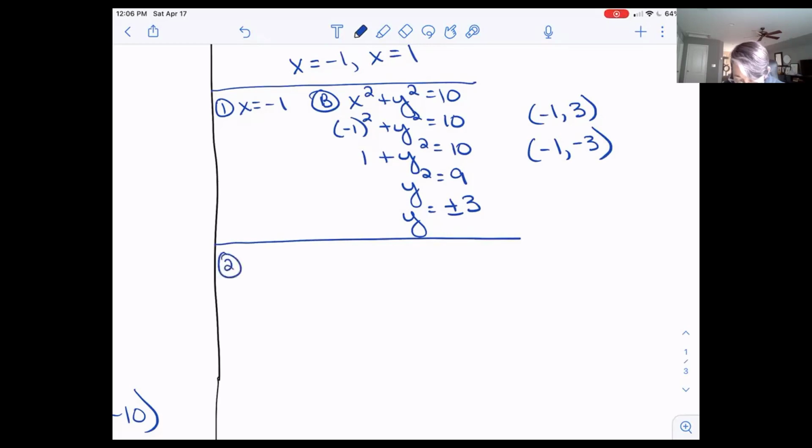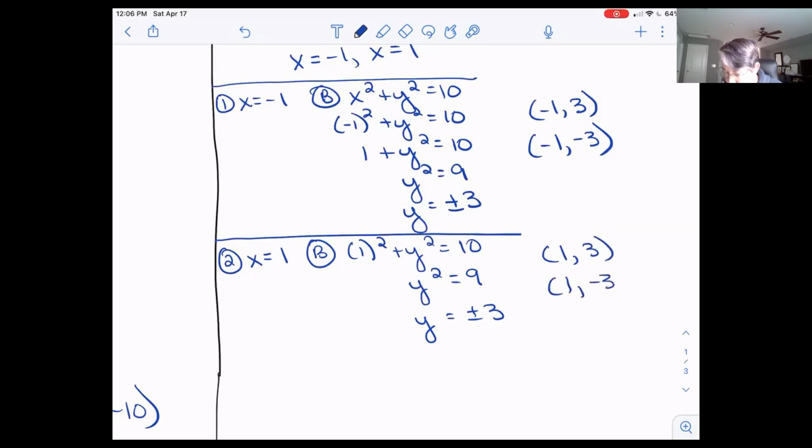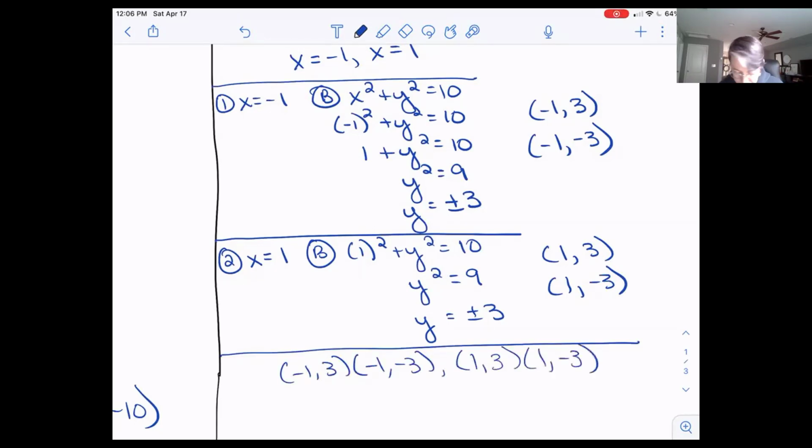Now we have to do the same thing with the second value of x, which is a positive 1. And you may have already guessed, since we're squaring that x value, whether it was a 1 or a -1, we're going to get the exact same y values. So we know y squared is going to be 9, so y is going to be plus or minus 3. So that gives us (1, 3) and (1, -3). So in this case, we ended up with 4 points where these two graphs intersect.